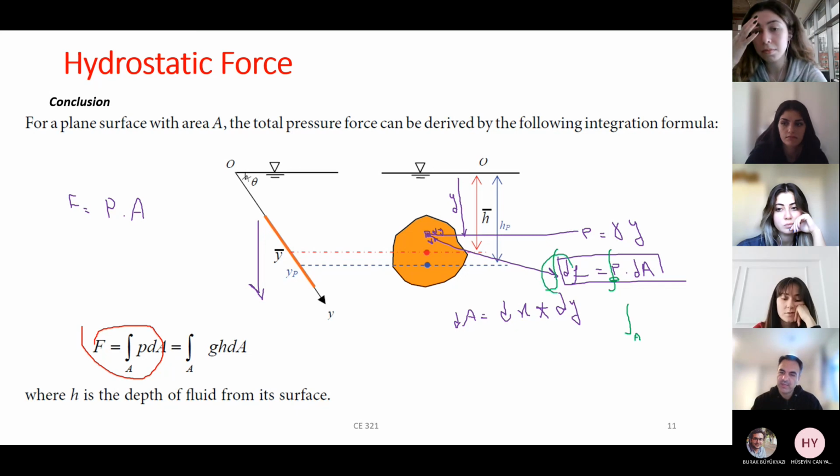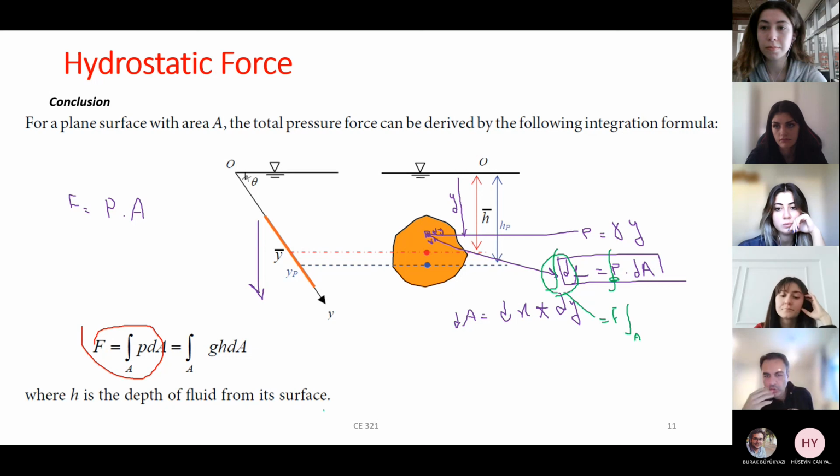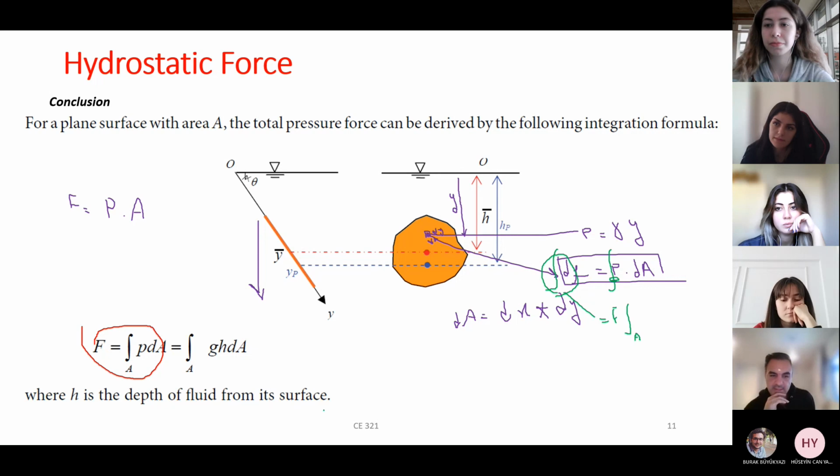And integral of df equals f. But I'm not going to go into more detail of finding the solution using the integral method. The way that I used to use it, and always ask in the exam from my students, you definitely remember it: solve the problem using the integral method, not using F equals P times area. But in this course, I will accept you to use this simplified formula to find the solution.